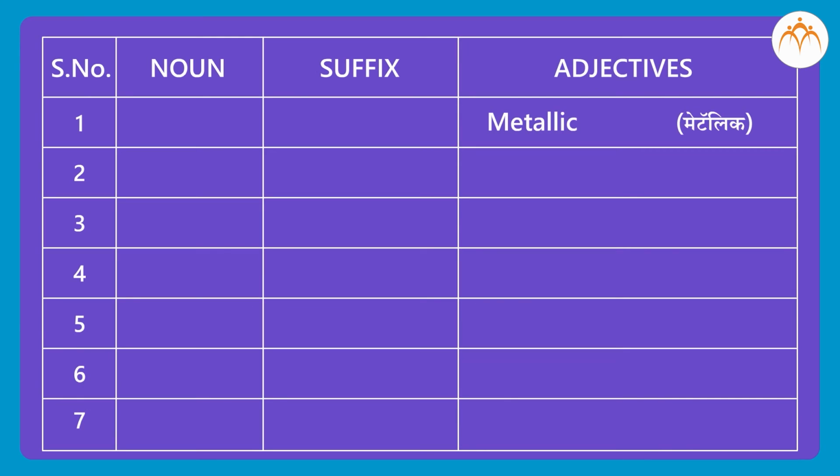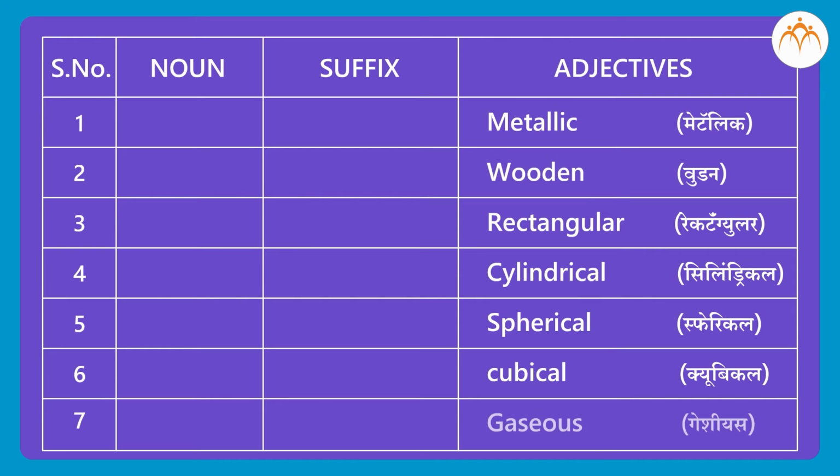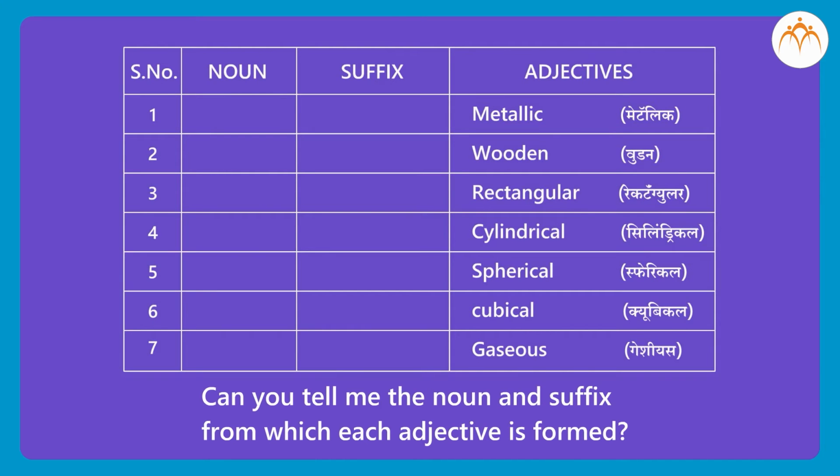Metallic, wooden, rectangular, cylindrical, spherical, cubical, gaseous. Can you tell me the noun and suffix from which each adjective is formed?